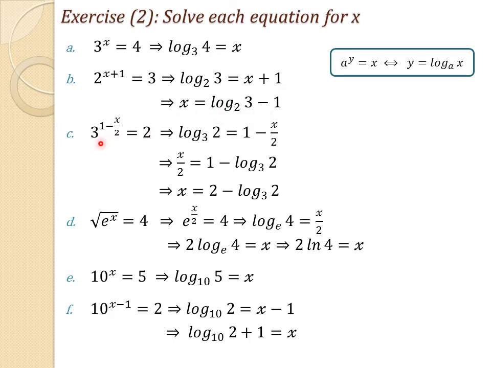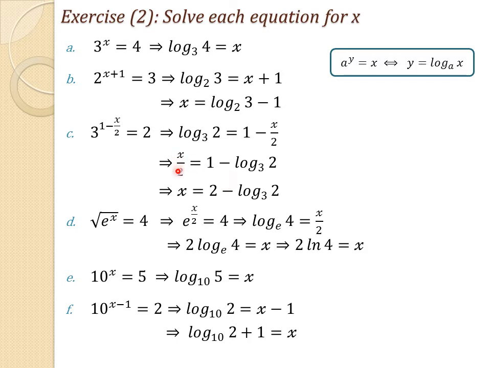C, we have 3 power 1 minus x over 2 equal 2. Again, we use the logarithmic form. It's going to be logarithm 2 base 3 equal 1 minus x over 2. And again, we transfer this term. It's going to be x over 2 equal 1 minus logarithm 2 base 3. And you can check how the signs changed for the terms.